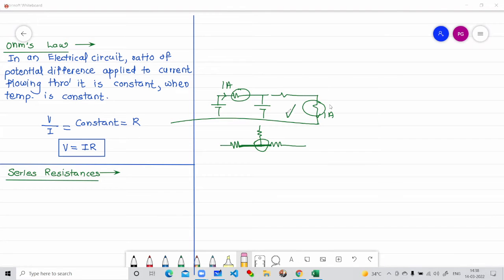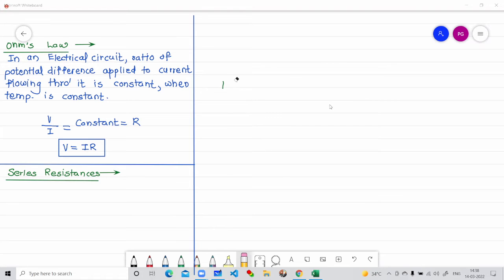One thing is their current should be same, right? Second, the end point of the first one should be the starting point of the second one. So these two things should be shorted. Third very important thing is there should not be branching of the current. Have you understood? No branching. Yeah, good. So I'll write all these points.